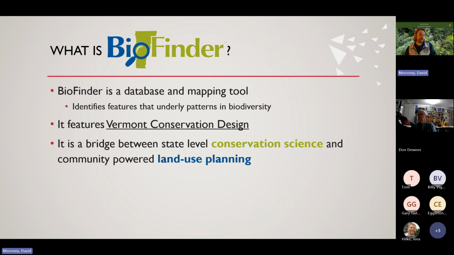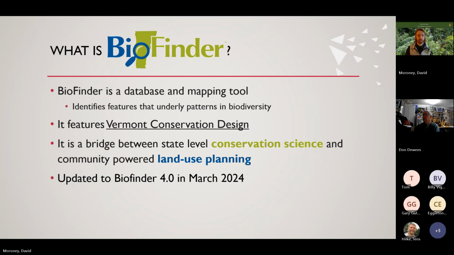Now, with that, BioFinder as a free online tool that helps you visualize all kinds of data is really a bridge between state-sponsored conservation science and community-powered land use planning. And that's really our goal, is to put these tools that we've developed at the state level with all kinds of partners into your hands so you can use them for free in individual decisions and community decisions and municipality-based decisions. Lastly, BioFinder and Vermont Conservation Design were both updated in March 2024. So we're excited to join you today to talk a little bit about some of the changes that came with that update that prompted our outreach efforts this spring.